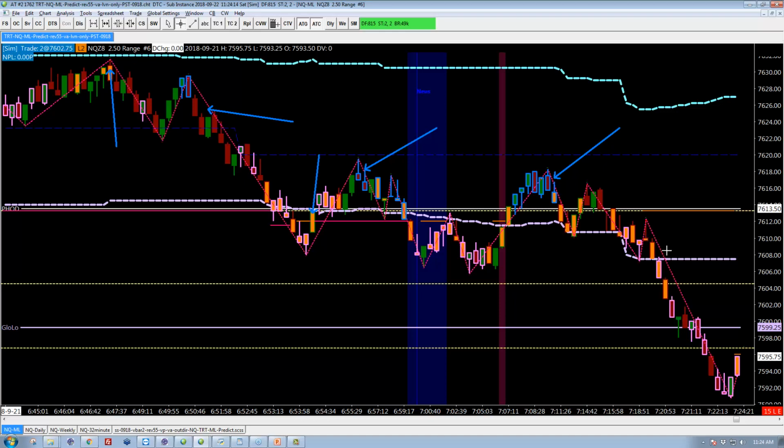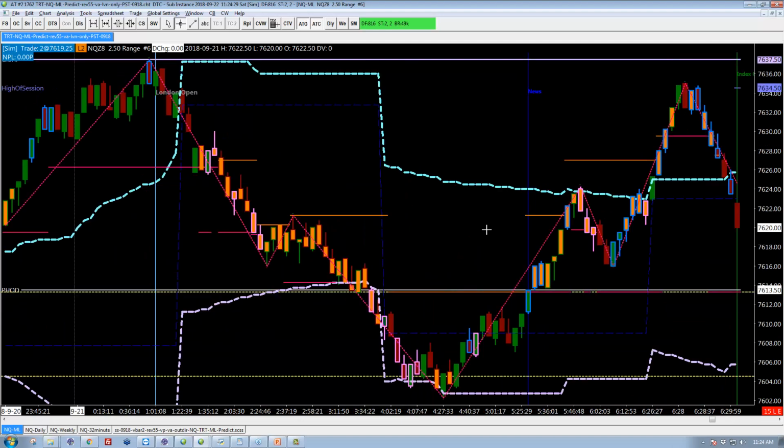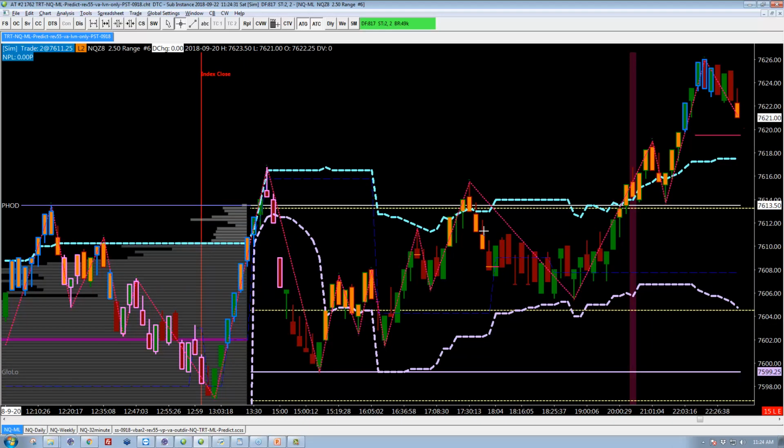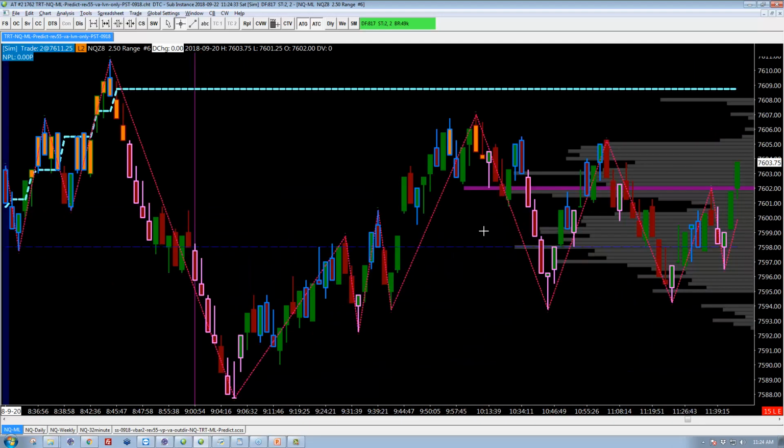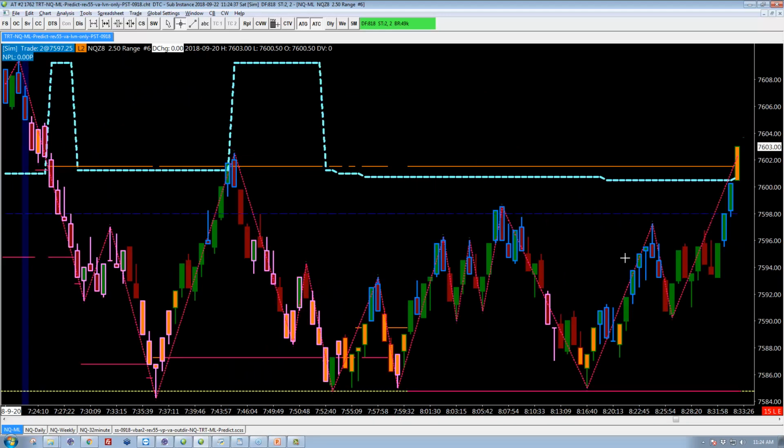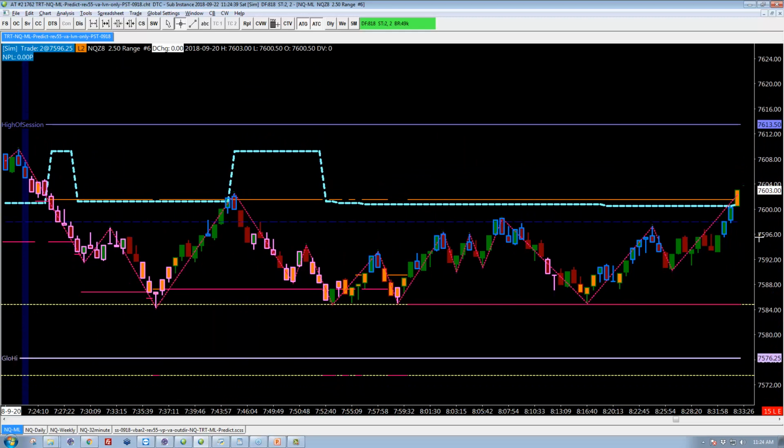Okay. Let me find another example. The problem with this particular example is there are no low volume nodes in the value area at this time. And in fact, the value area is really tight, right? It's only 13 points high. Let me find a better example. Index close. Here we go.